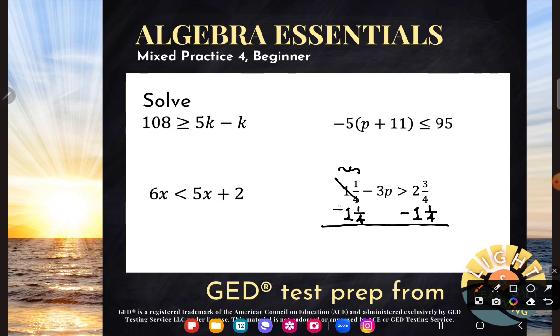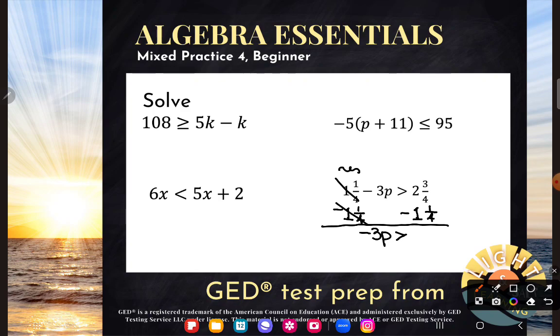If I have 1 1/4 and I take it away, there's nothing over there. But then I have nothing minus 3p. So that minus, it's still there. It was the 3p that was subtracting, and I haven't dealt with it yet. Subtraction doesn't change that inequality symbol. It's multiplying and dividing by a negative. That does. And then 2 3/4 minus 1 1/4.